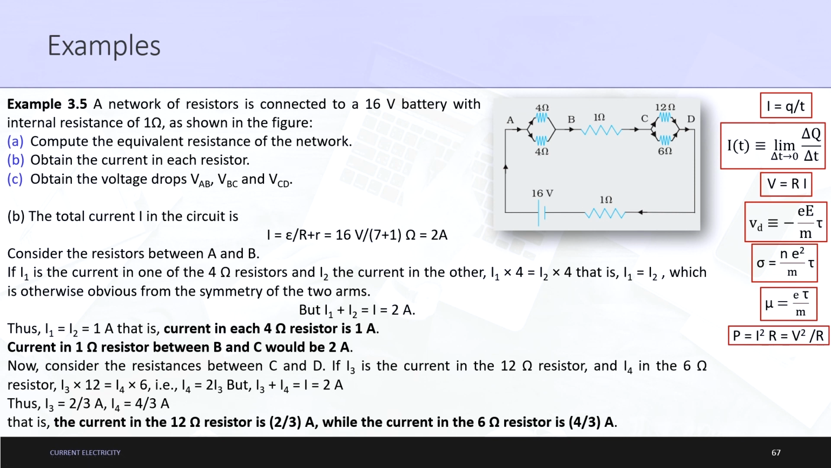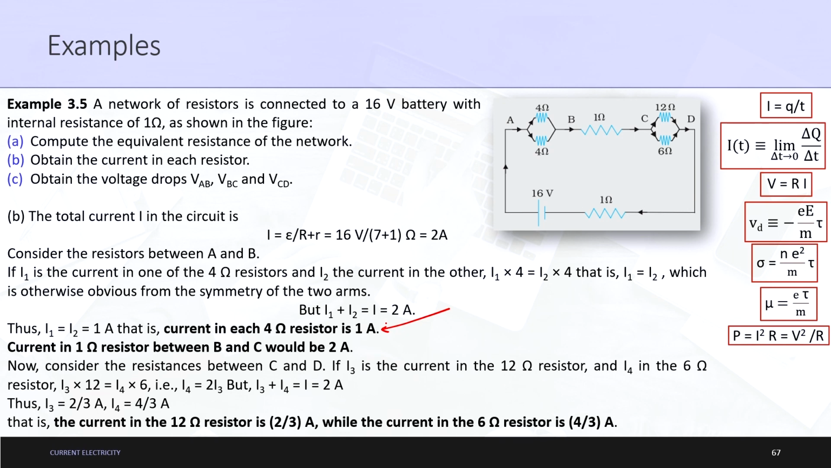Now consider the resistors between A and B. If I1 is the current in one of the 4 ohm resistors and I2 is the current in the other, then I1 into 4 is equal to I2 into 4. Why? Because the potential difference across both is the same. Therefore, I1 is equal to I2, which is otherwise obvious from the symmetry of the two arms. Now I1 plus I2 is equal to I is equal to 2 amperes. Therefore, the current through this 4 ohm will be 1 and through this will also be 1. Thus, I1 equals I2 equals 1 ampere, that is the current in both 4 ohm resistors will be 1 ampere. So this has been explained.